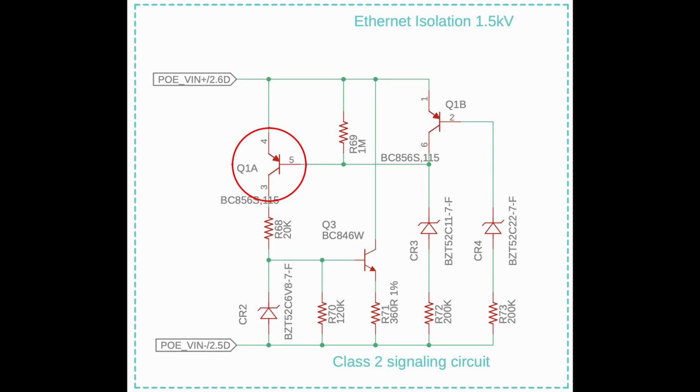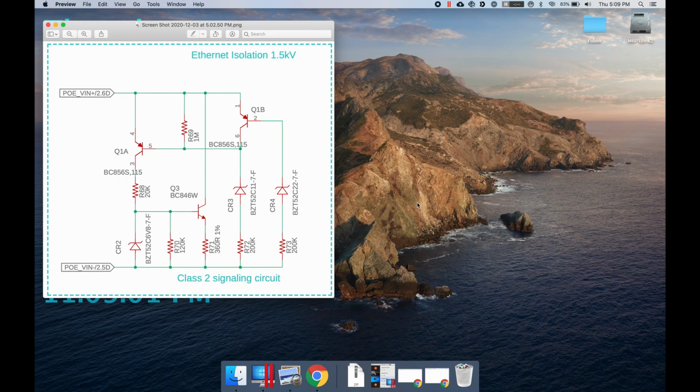In that window when Q1A is on, CR2 maintains a roughly constant current through Q3, the value of which can be tuned with R71 to achieve our target signaling current. In the 48-volt steady state, high values for R72 and 73 ensure that the overall circuit only draws a few milliwatts.